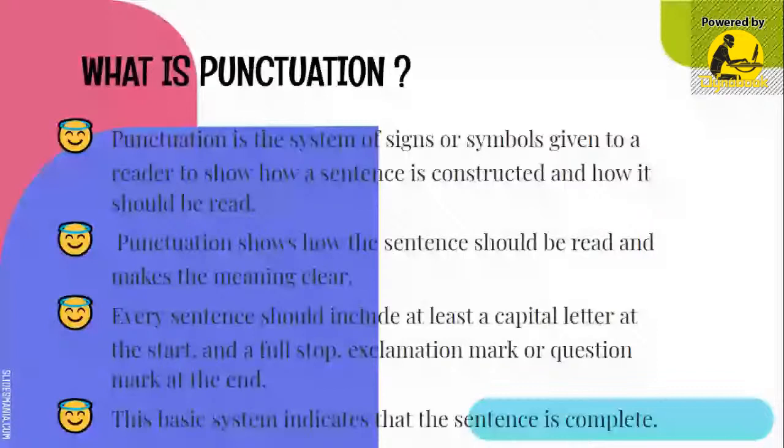Every sentence should include at least a capital letter at the start and a full stop, exclamation mark, or question mark at the end. It's compulsory for each sentence to start with a capital letter and to end with a full stop, exclamation mark, or question mark. This basic system indicates that the sentence is complete. When there is the presence of a capital letter and a full stop, exclamation mark, or a question mark, that indicates the sentence is complete.